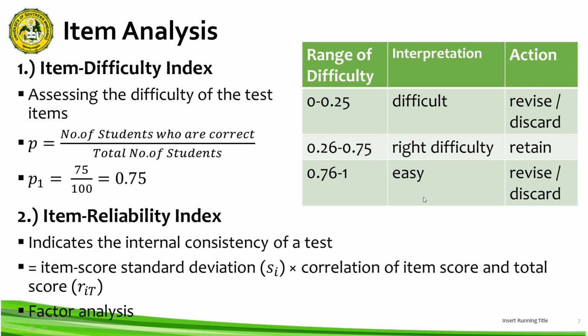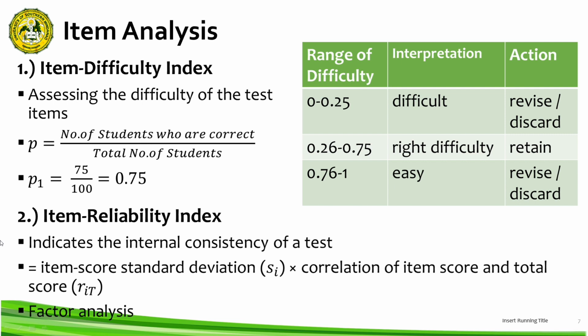Too easy and too difficult items are to be revised or discarded because those items are psychometrically unproductive, because they do not provide information about differences between examinees or test takers. Yung mga items na nasa range ng right difficulty ang i-retain. So sa example natin, since the item difficulty of item number 1 is 0.75, nafo-fall siya in the right difficulty, so that item should be retained.